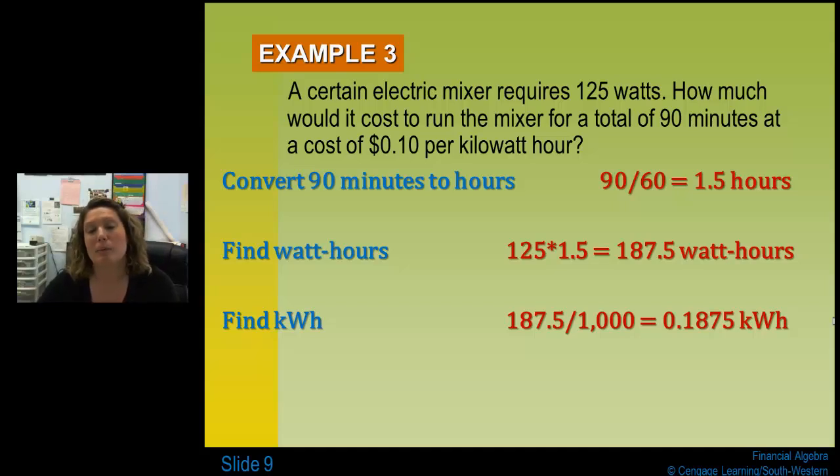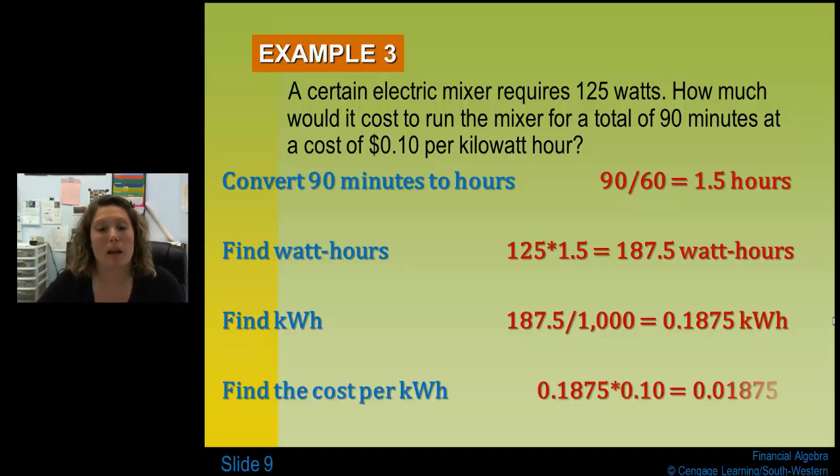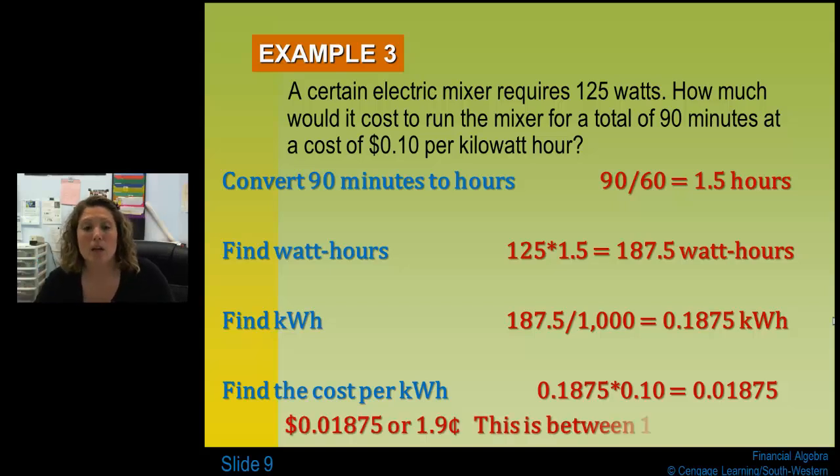So when I divide, I end up with 0.1875 kilowatt hours. To find the cost, we take the 10 cents and multiply it by the kilowatt hours. So 0.1875 times 0.10 equals 0.01875. So it's roughly 1.9 cents to run this. So it's between 1 and 2 cents to run this electric mixer.